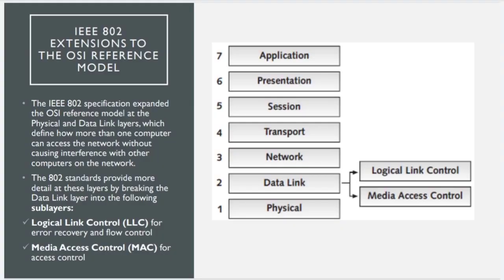The IEEE 802 specification expanded the OSI reference model at the physical and data link layers, which define how more than one computer can access the network without causing interference with other computers on the network. The 802 standards provide more detail at these layers by breaking the data link layer into the following sublayers. So the first one is the Logical Link Control, the LLC, for error recovery and flow control. And the second one is the Media Access Control, the MAC, for access control.